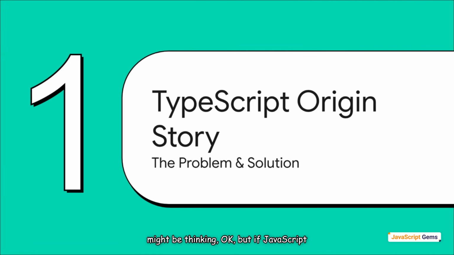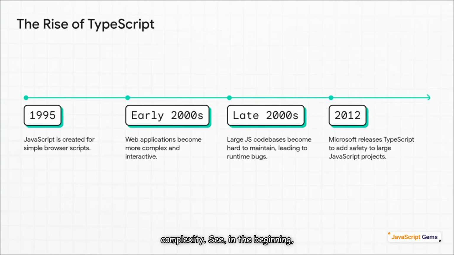So you might be thinking, okay, but if JavaScript was doing the job, why did we even need TypeScript? And that's a great question. To really get it, we need to look at the growing pains that JavaScript went through as the web just exploded in complexity. See, in the beginning, JavaScript was for pretty simple things, like making a button show a little pop-up message. But as the web grew up, so did our ambitions.